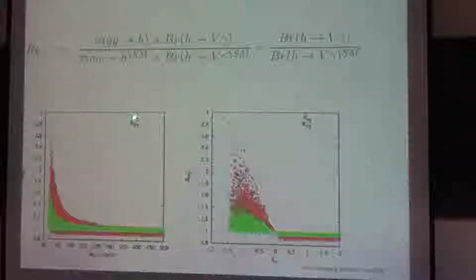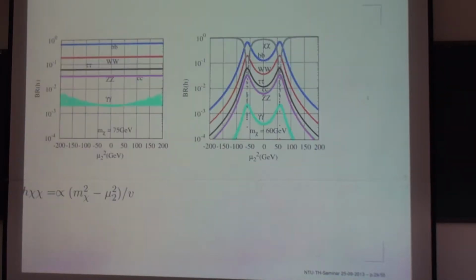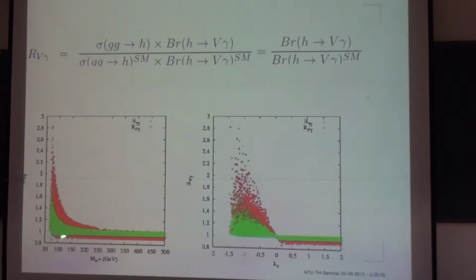And as you can see here, gamma Z gamma is all the time smaller than gamma gamma. This is mainly due to this factor here, compared to the gamma-gamma factor, which is 1. Here, 1 minus this quantity is the suppression factor. So that's why you can see the ZZ is all the time small.